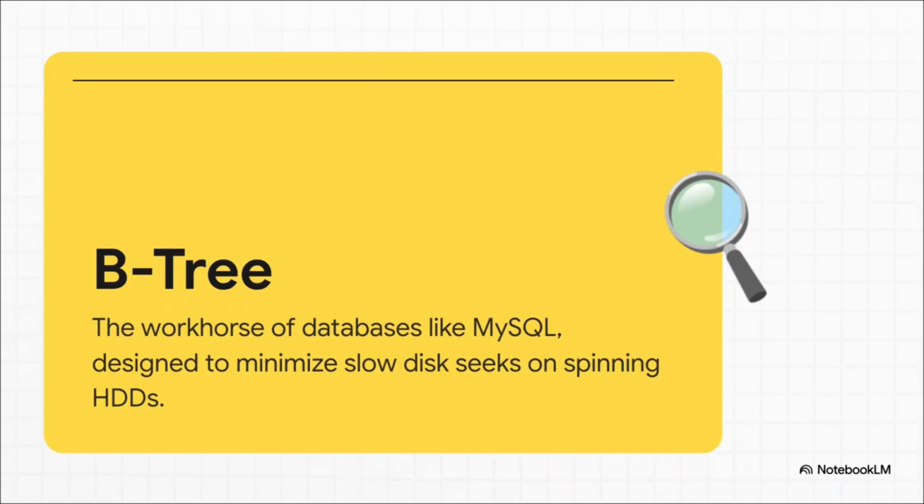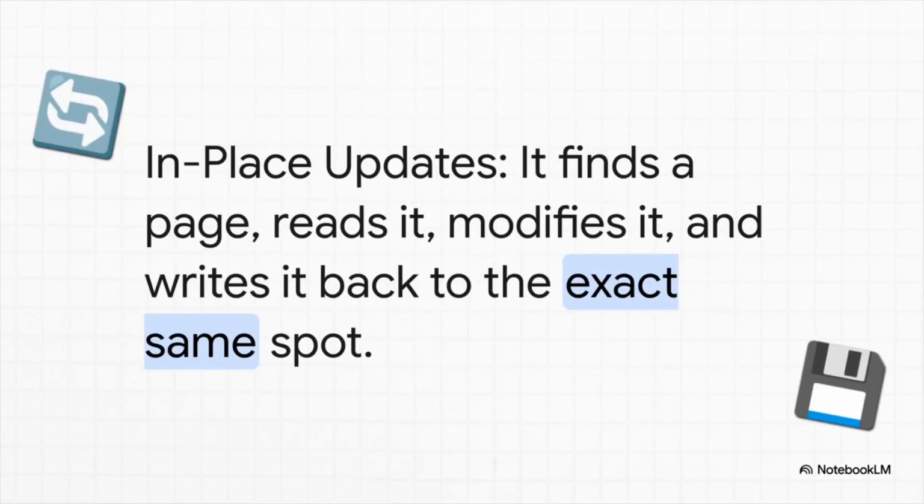It organized data into these neat pages to minimize how many times a slow, spinning hard drive had to physically move its read-write head. For a very long time, it was absolutely the perfect answer. Now, the B-tree's whole strategy was built on something called in-place updates. So to change even one tiny piece of data, the database had to go find the right page on the disk, read that entire page into memory, change the little bit of data it needed to, and then write that entire page back to the exact same spot on the disk. This whole read, modify, write cycle was its bread and butter.